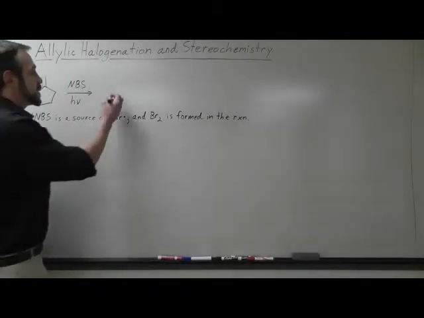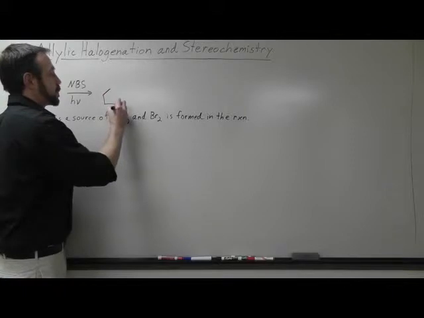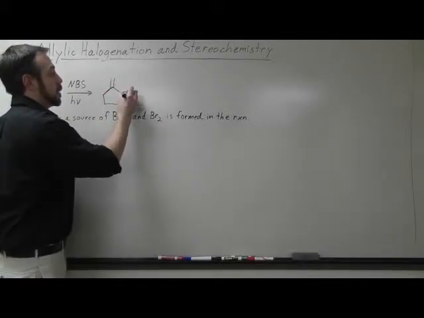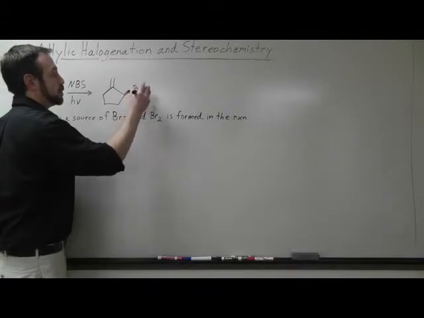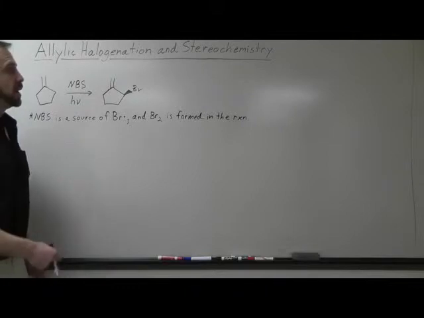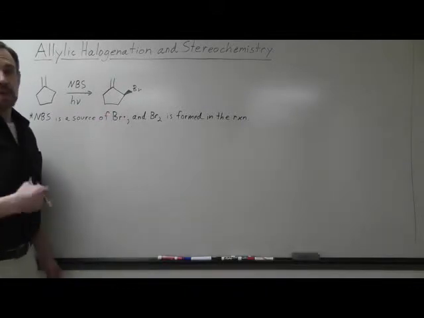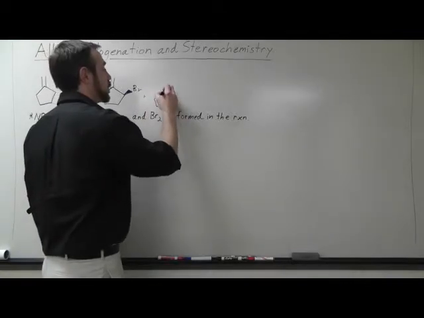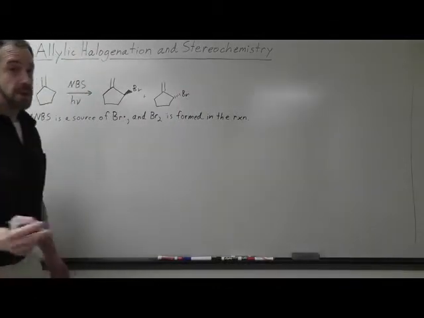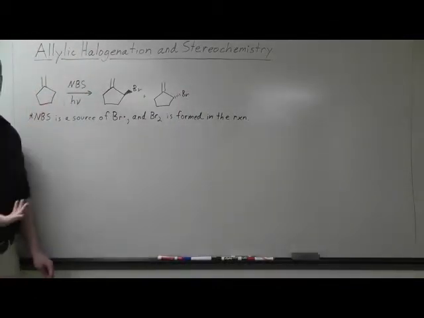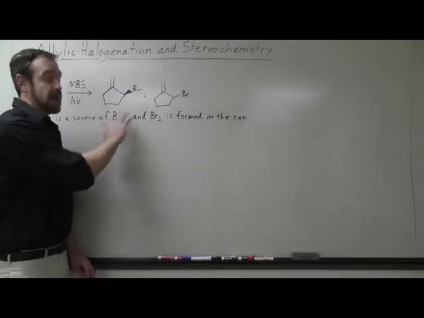And so for NBS, the products that you can predict will be substitution of a hydrogen at the allylic position. When that radical is formed, you'll get a mixture of enantiomers at that position. You could also have had the radical formed on the other side. Since these two positions are identical, it would give you the same exact mixture of enantiomers.